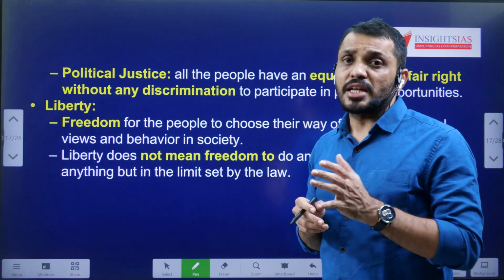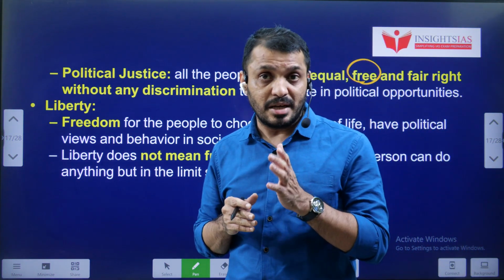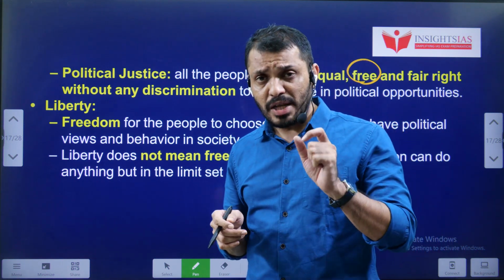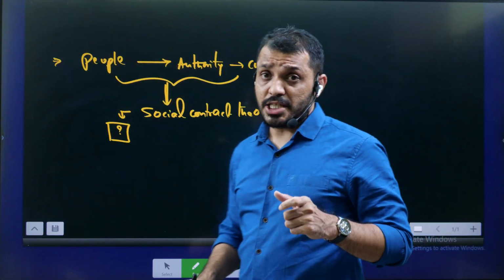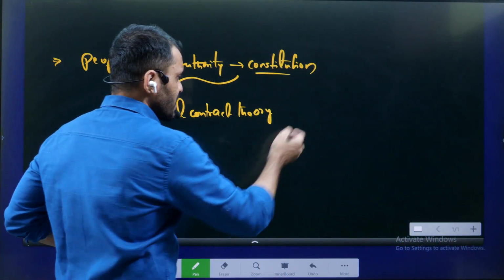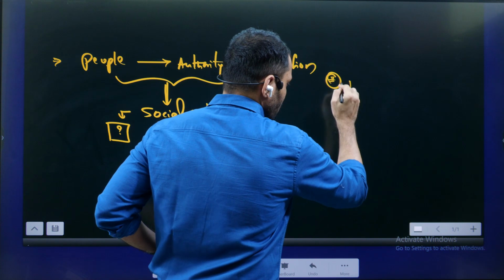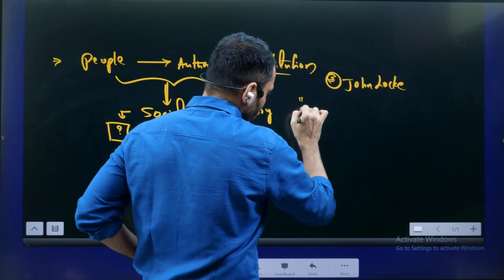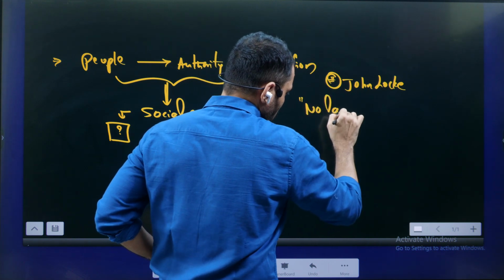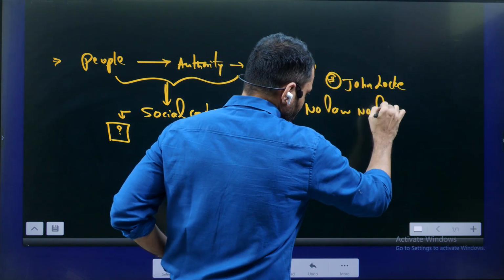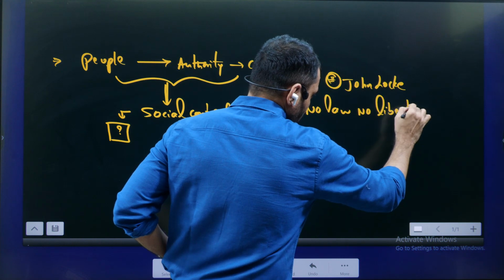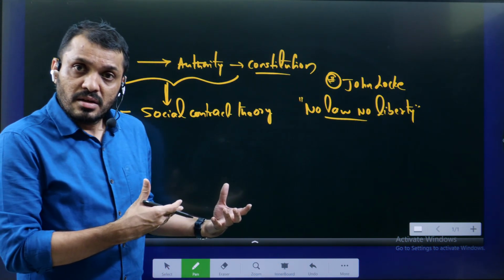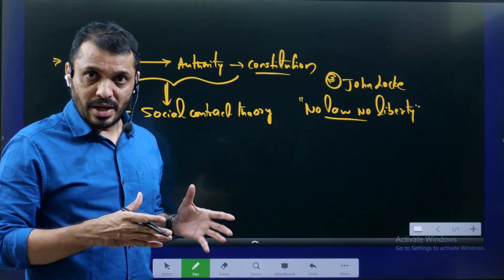Liberty. The Indian Constitution does not guarantee unlimited liberty. It is always a limited liberty, because, very popularly, the political scientist John Locke says that no law, no liberty. That means if you want liberty, you must have a law. Because if there is no law, it doesn't mean that you can do whatever you like.